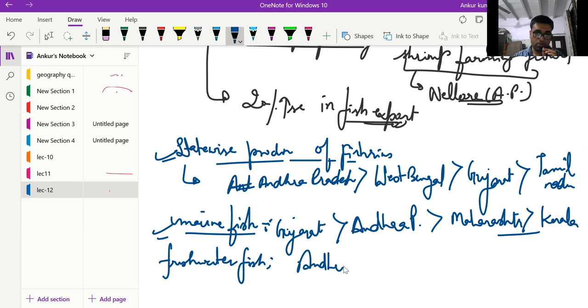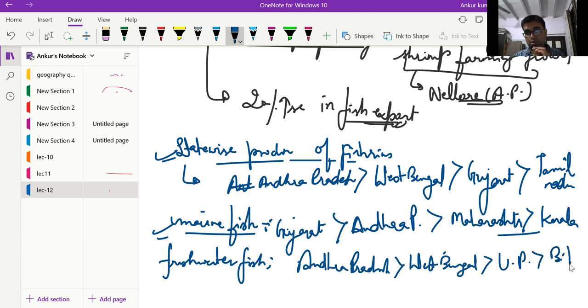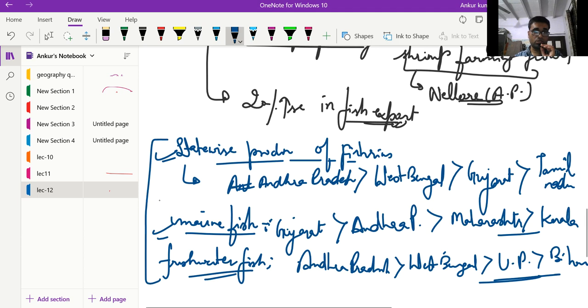the largest producer is Andhra Pradesh, followed by West Bengal. After that, UP, and then Bihar. So this is for the freshwater fisheries. So this is the state-wise discussion. It can be asked in the prelims, this order, right?